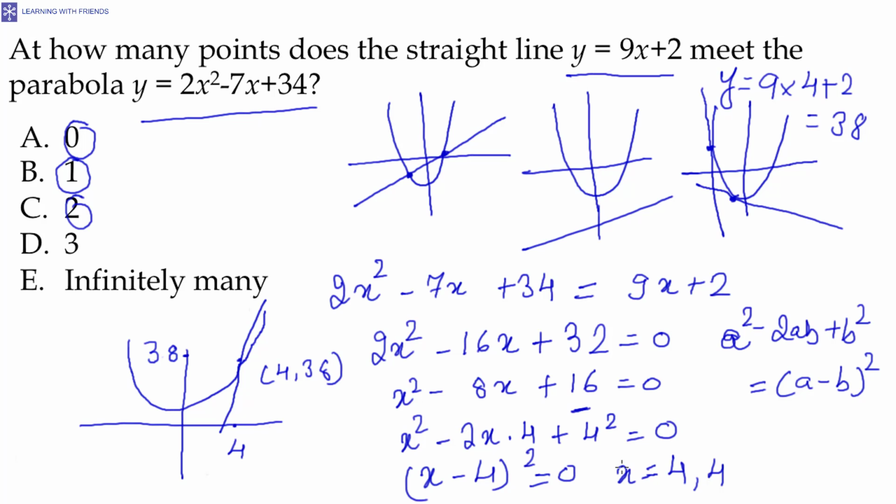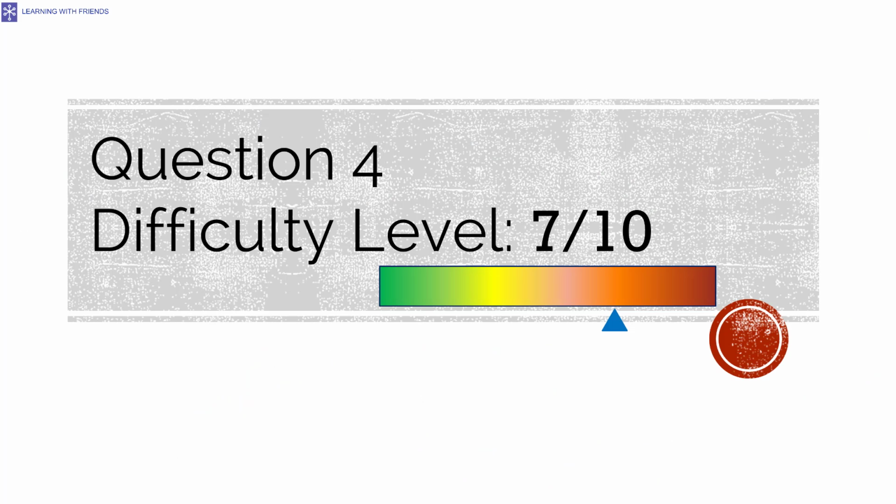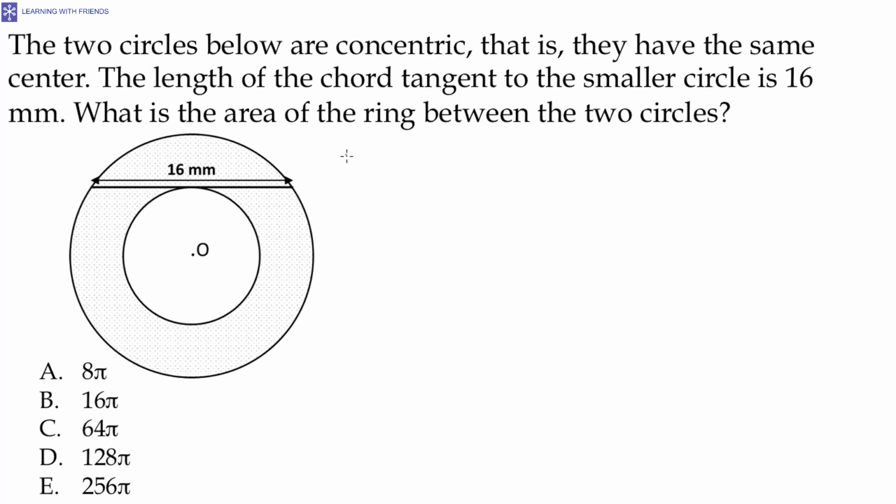So therefore my answer to the question, how many points will the parabola and the line meet, is 1. So that's the right answer. So let's look at the next question.